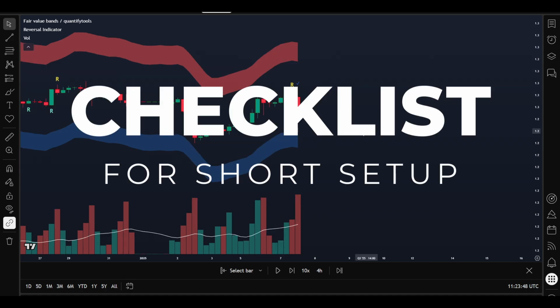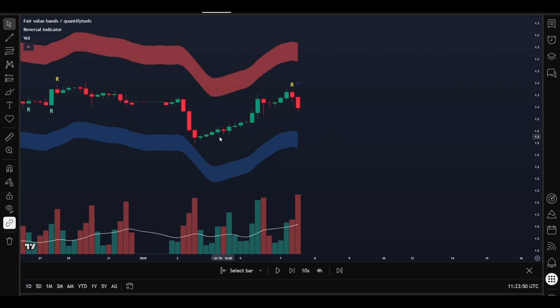Short setup checklist. First, location. Price rallies into or touches the upper extreme band of the fair value bands. That's your overbought in context clue. Second, reversal mark. The reversal indicator prints a yellow R followed by a check mark. Third, participation. On the entry bar, the volume bar is red and above its white MA.